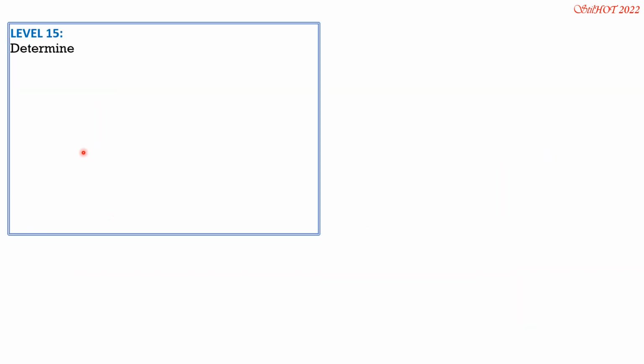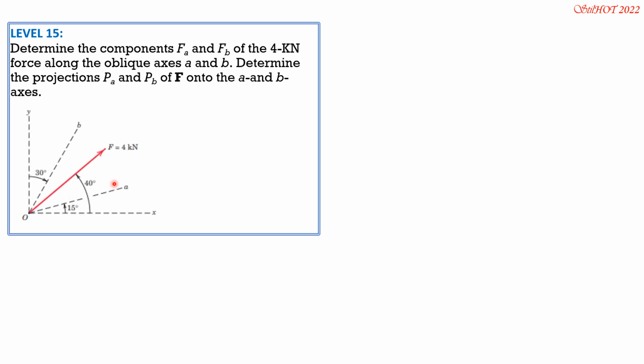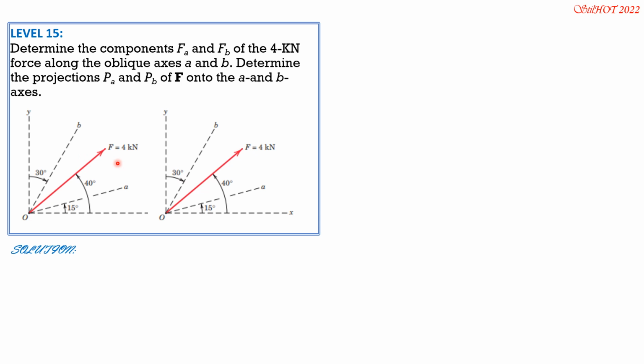Level 15, this is the last. Determine the components FA and FB of the 4 kilonewton force along the oblique axes A and B. Determine the projections P sub A and P sub B of F onto the A and B axes. So this is the given figure. First, for the components FA and FB, we draw lines through the tip parallel to the A and B axes to form a parallelogram as shown in the figure. So parallel to B, parallel to A.